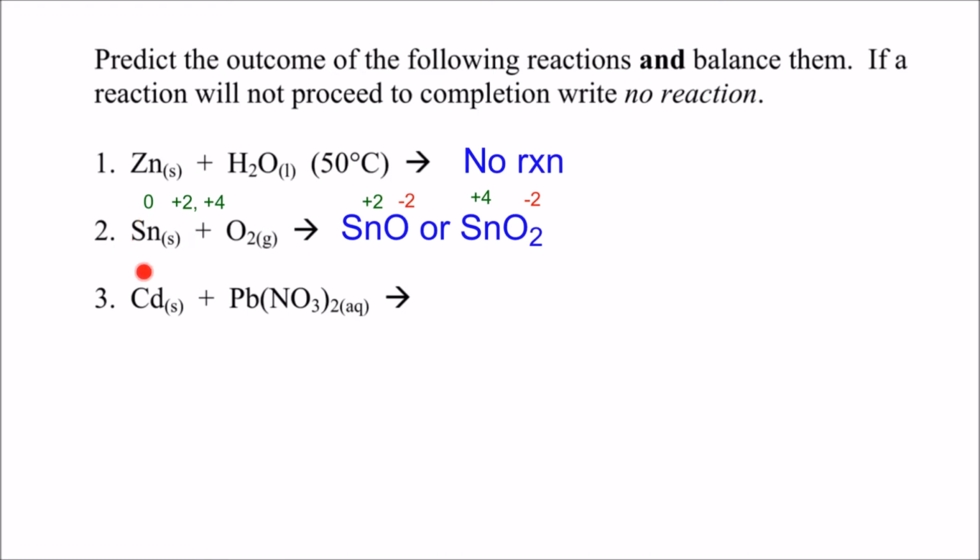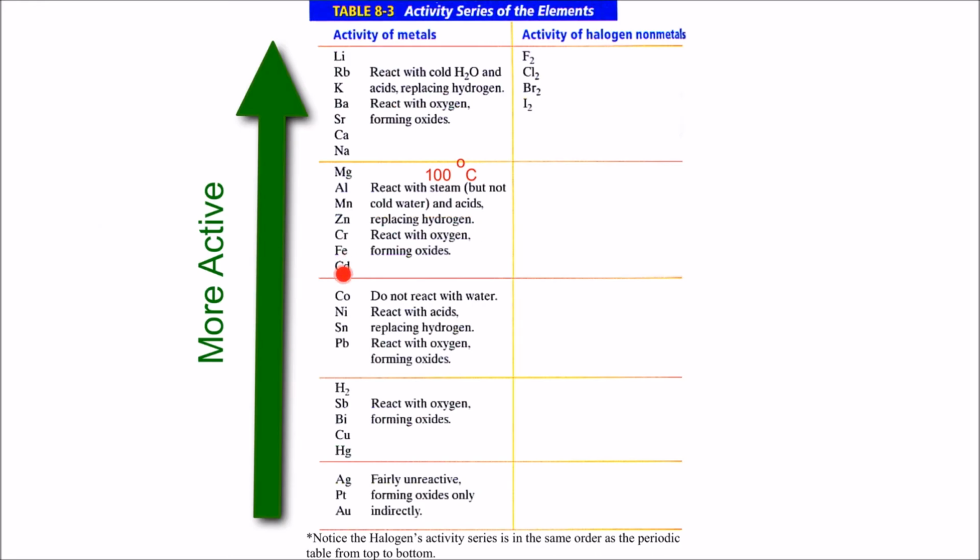If your element is one that's going to produce multiple cations, then you need to go ahead and predict the products that involve both of those cations. Okay. Alright, let's look at this last one. We've got cadmium plus lead nitrate. Let's go look at our activity series. Okay, here's cadmium and here's lead. That means cadmium is more active than lead is, so it'll be able to replace it.